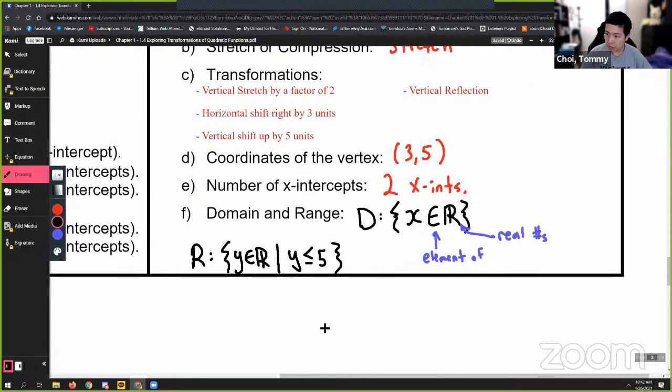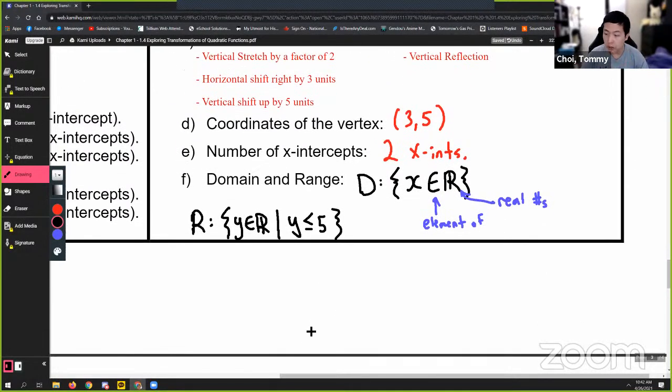Let's talk about what this means. Because once again, the whole thing here is, I have no idea what you're talking about, Mr. Choi. This is completely new to me. You need to go into detail. Sure, we can do that. Same thing. Element of real numbers. And this section here is the restriction.